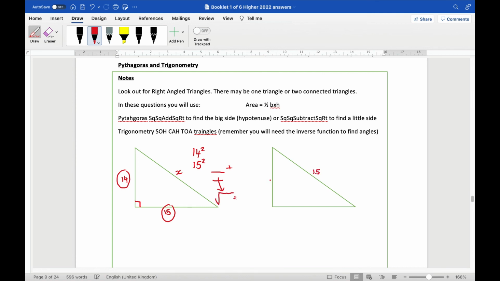Alternatively, if the 15 is there, the 14 is there, and I want x there, because x is a smaller side, not the big side, I square, square, and I subtract those before I square root. And that's what this means here, okay? Square, square, add, square root to find the big side, the hypotenuse. Square, square, subtract, square root to find a little side. But you need to know the other 2 sides in order to use Pythag, okay?